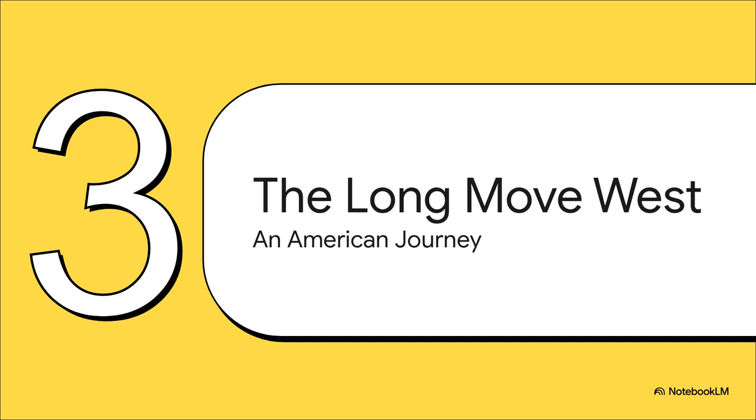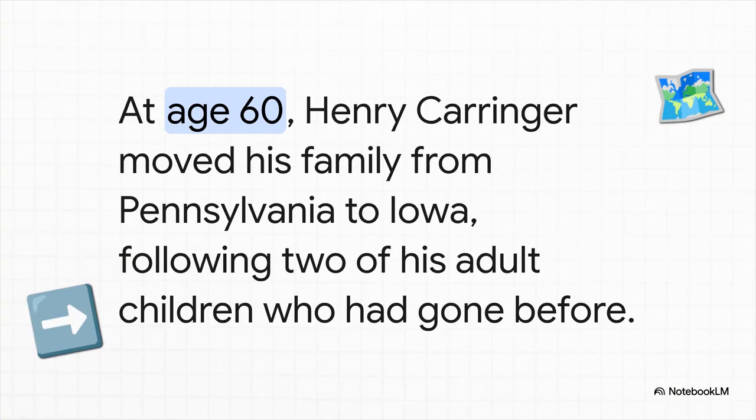That's the next chapter of this incredible story. I mean, just think about it. At 60 years old, an age when a lot of people are thinking about slowing down, Henry makes this huge decision to move. Turns out, he wasn't the first in his family to go. 2 of his adult kids, David and Eliza, had already made the trip out to Iowa a few years earlier. So he was following his children, looking for a new start out on the frontier.